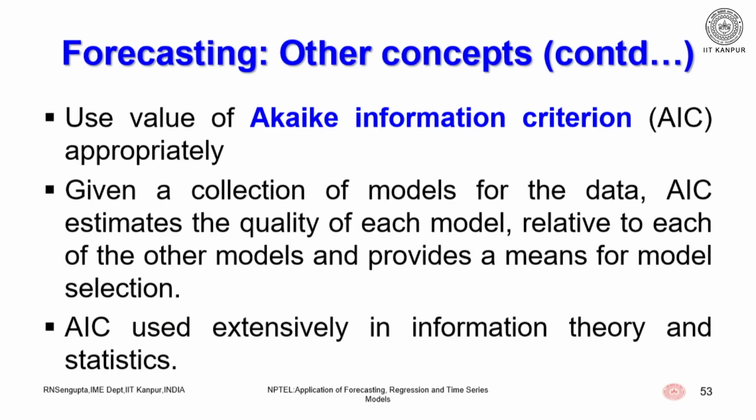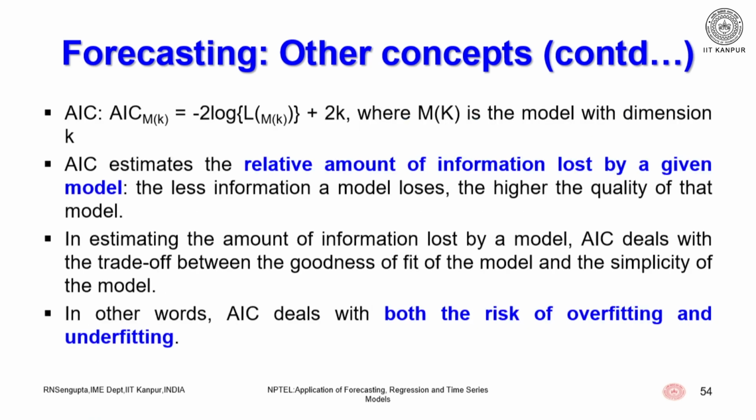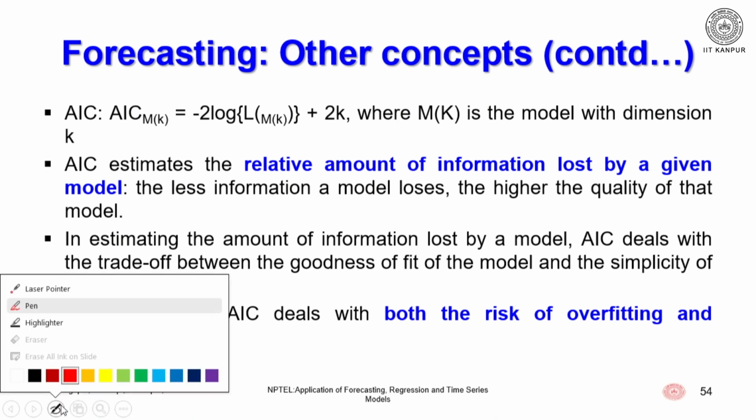AIC is used extensively in information theory and statistics, even though we would not be applying it to that extent in our case, but we will try to compare the models as I have discussed. So, the concept of AIC is given. These ideas are stated for information, but the actual application would be with respect to the different models when you utilize different metrics.